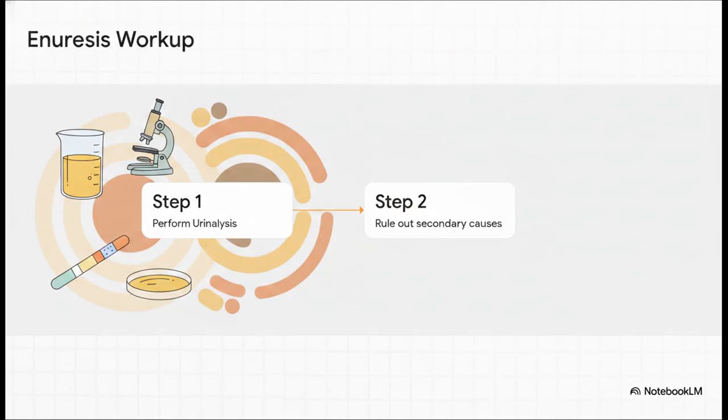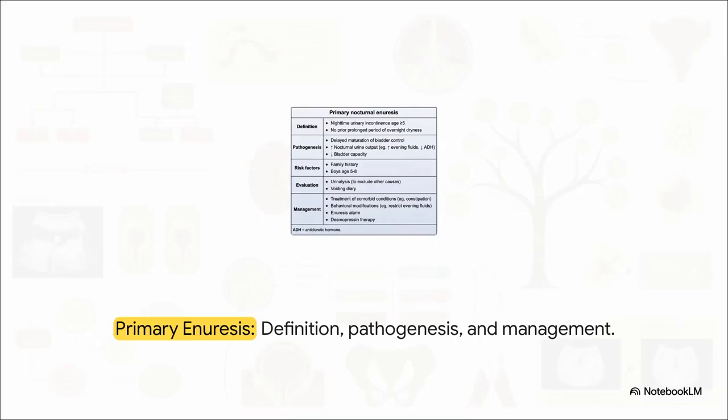Shifting gears to enuresis in a child who is age 5 or older. The absolute first step in your evaluation is always a urinalysis. You have to rule out secondary causes before you can even think about diagnosing primary enuresis. If it is primary nighttime-only enuresis, this implies delayed bladder maturation. There's often a family history, maybe increased nocturnal urine output, or just a low bladder capacity.